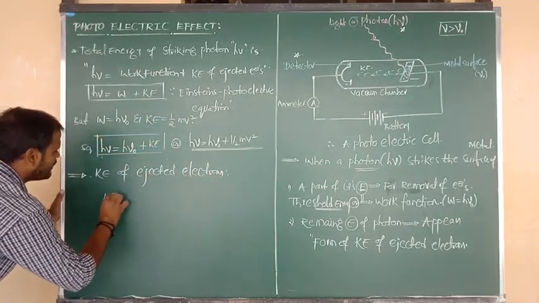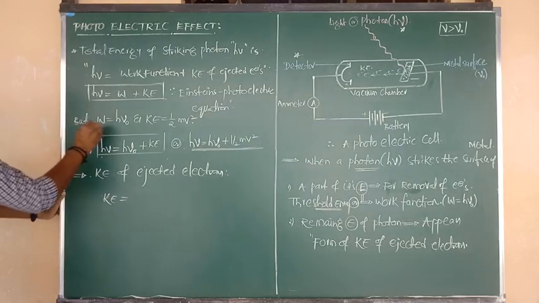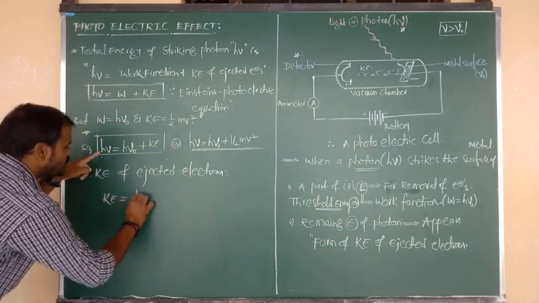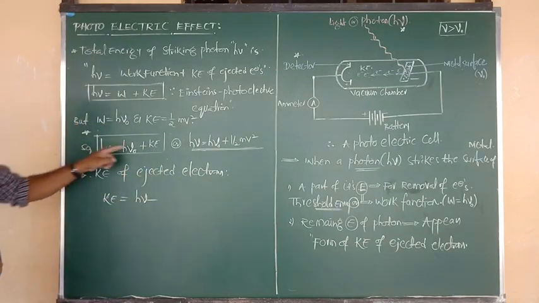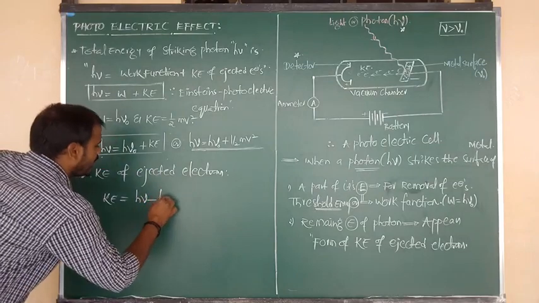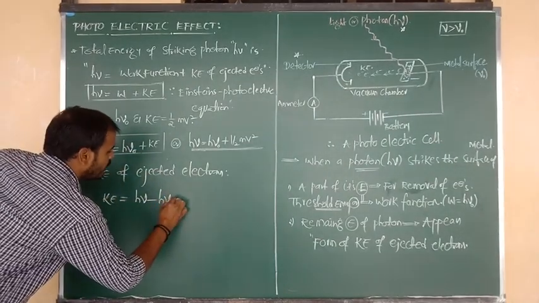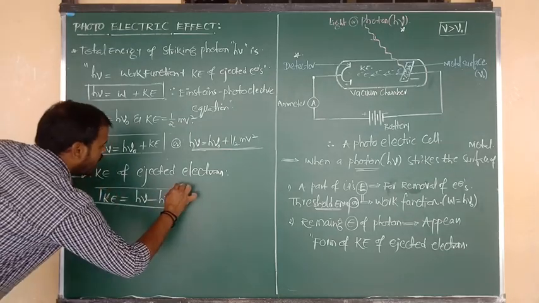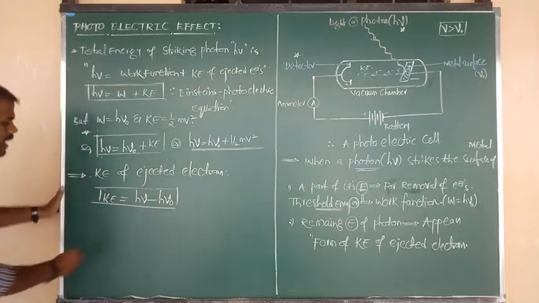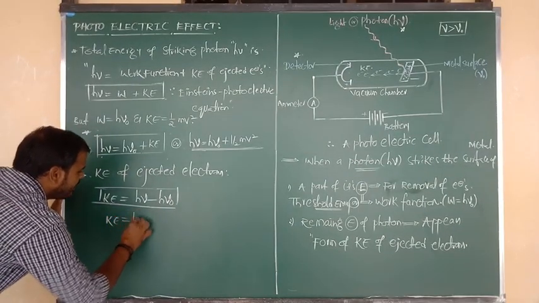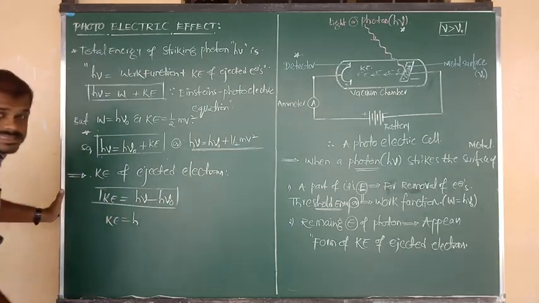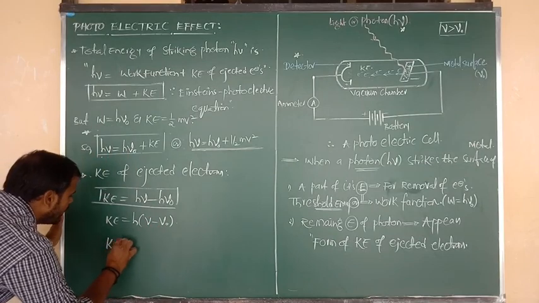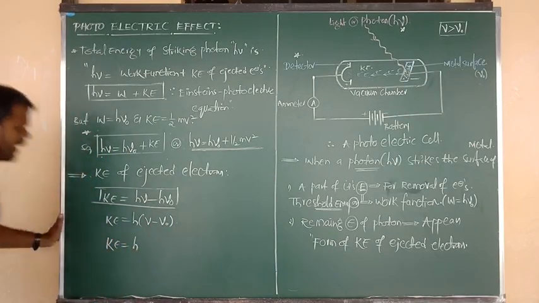So simply from this equation we can modify our required formula. Kinetic energy Ke equals the total energy of the photon h nu, and when we consider the left side, h nu naught becomes minus h nu naught. So Ke equals h nu minus h nu naught, and when we simplify, h is common, so Ke equals h into nu minus nu naught.